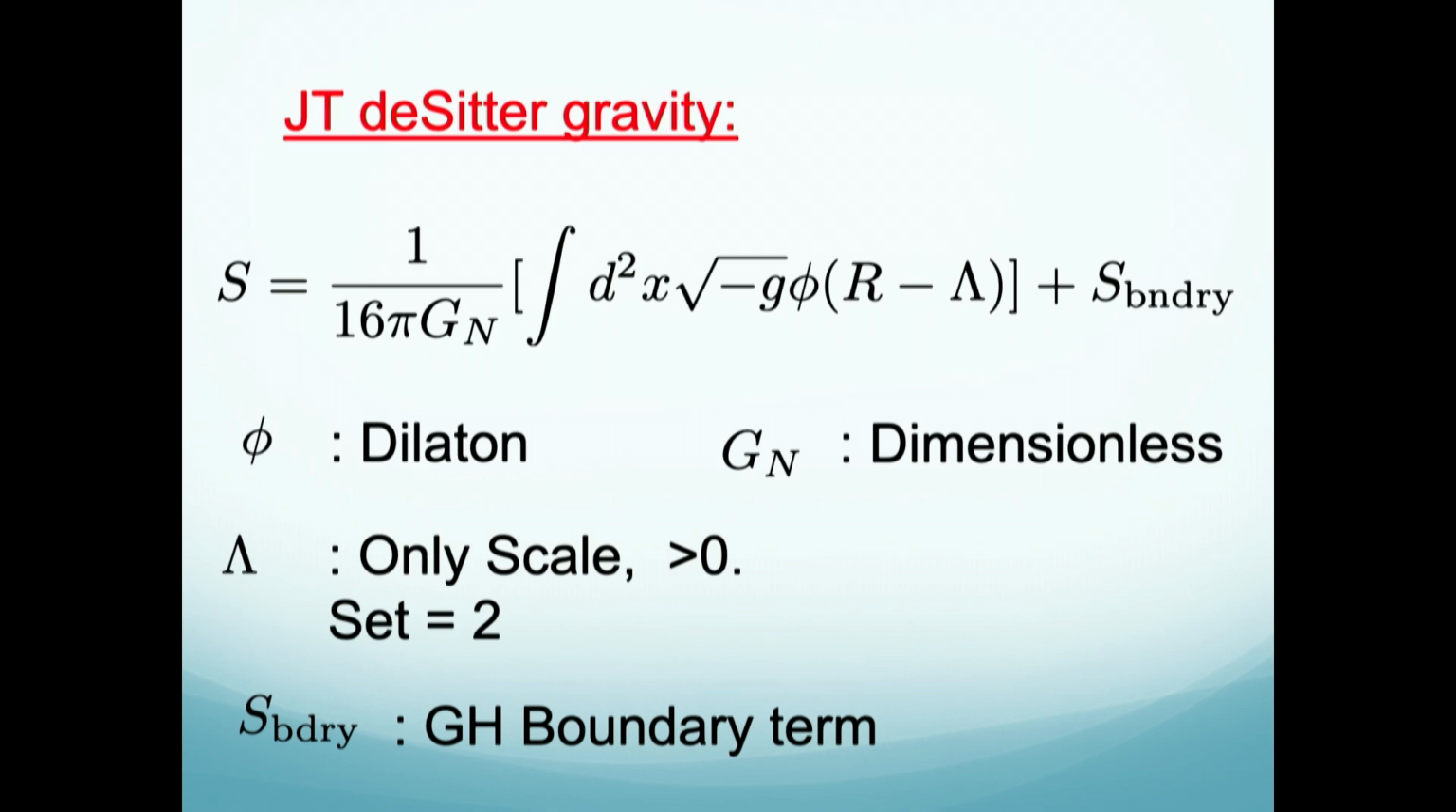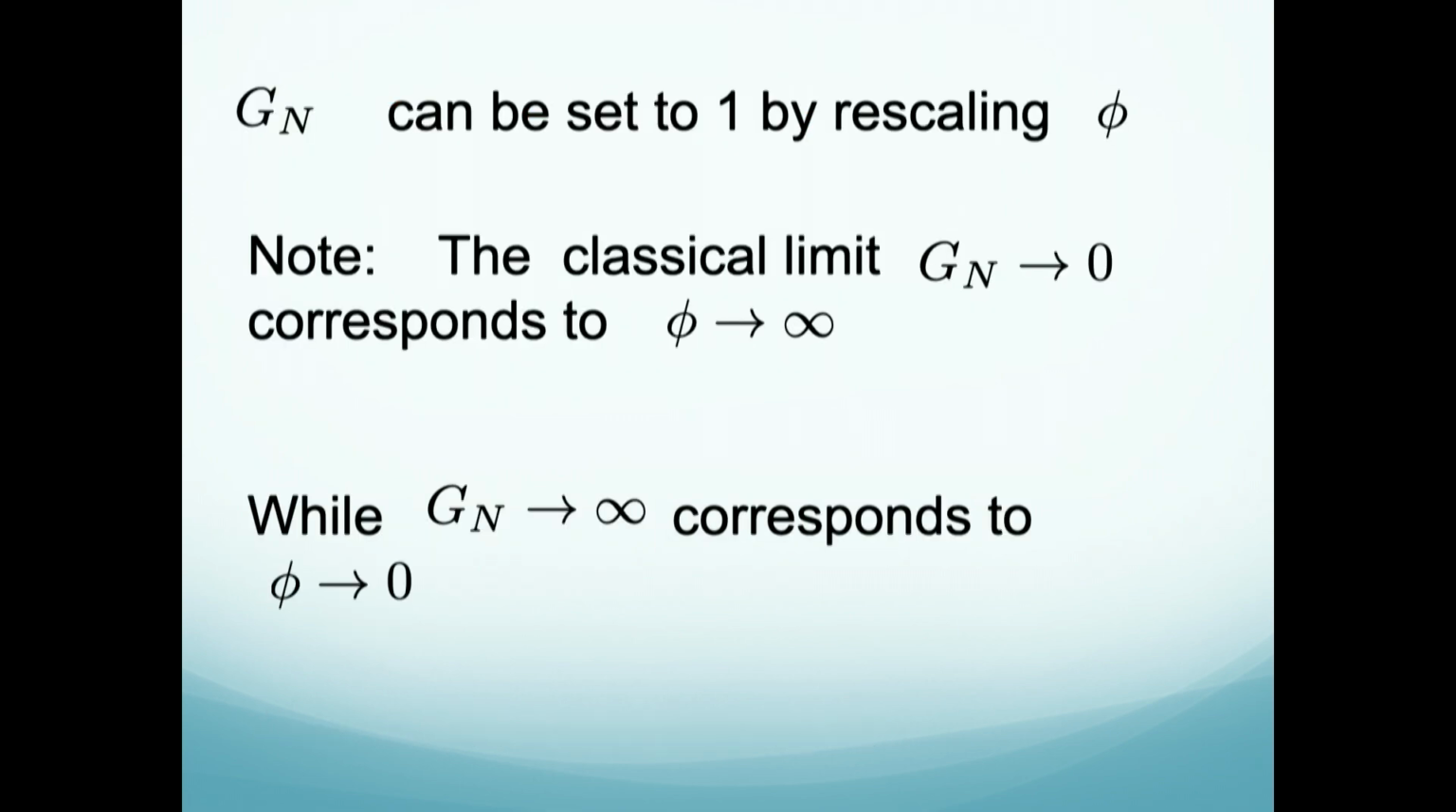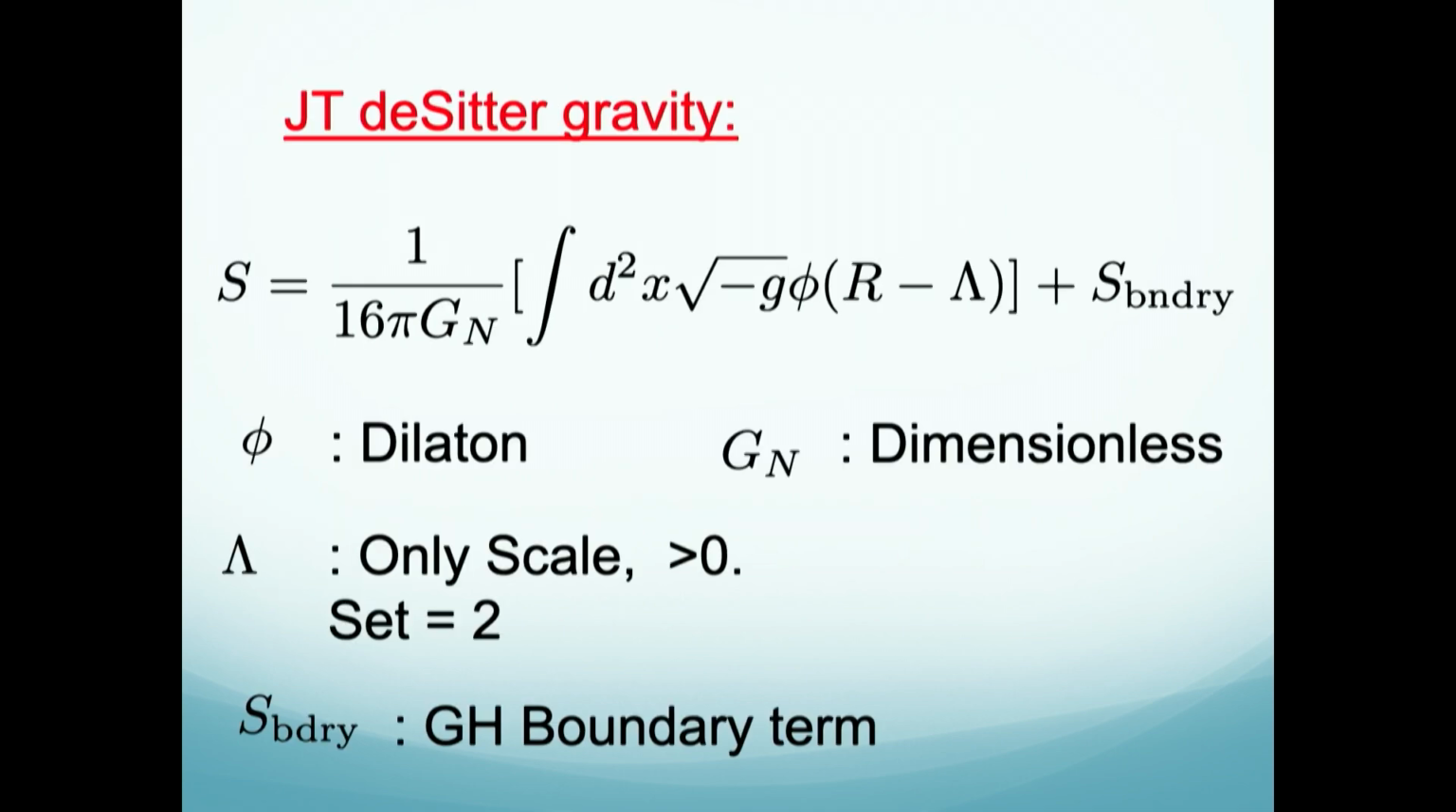Here is the action of JT theory. It's very simple, as I said. There's the 2D metric, and there is a scalar, which we call the dilaton. There's only one dimension-full parameter, lambda, which is positive for us. And we'll rescale it to be equal to 2. There's one dimensionless parameter, g Newton, which by rescaling the dilaton, because it sits in front of these terms, we can set equal to 1.